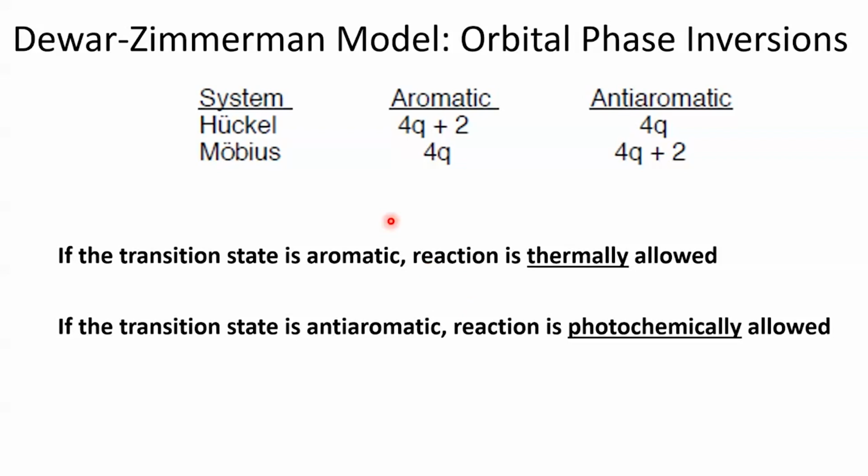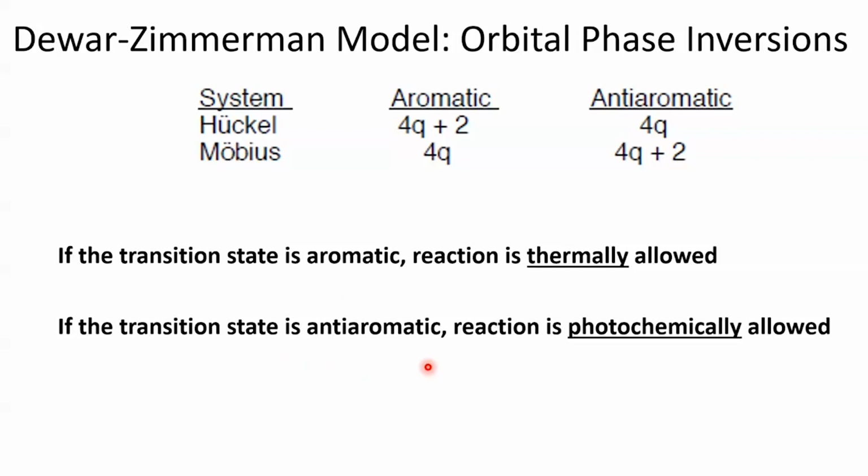So using the Dewar-Zimmerman model and looking at the orbital phase inversions rather than a holistic view of the molecular orbitals, you really need to memorize or look up this table, allowing you to apply whether it's a Huckel or a Mobius system, and then look up which one of these is either aromatic or anti-aromatic, depending on whether you've got 6 or 4 electrons in your transition state. The rule that's constant is that if your transition state is aromatic, the reaction is going to be thermally allowed, whereas if your transition state is anti-aromatic, the reaction is going to be photochemically allowed.